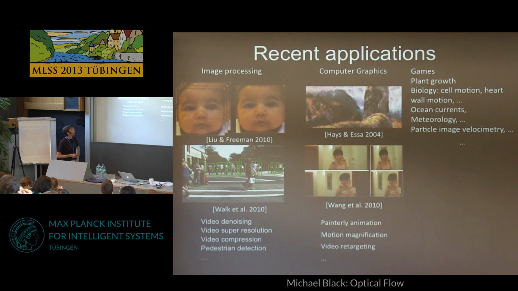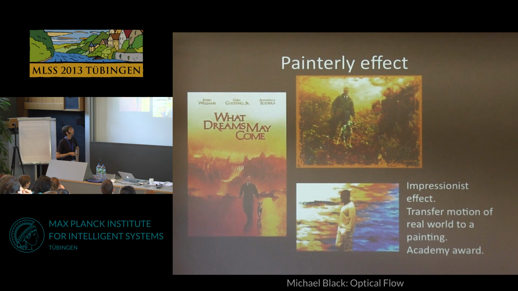And one neat application is the one called the painterly effect. And this is why it's useful to put your code online if you're a PhD student, because these folks who made this movie, What Dreams May Come, downloaded my PhD code, and then every night they would shoot Robin Williams. Well, they would shoot Robin Williams moving around in a world, and then they'd take the footage, digitize it, compute optical flow on all the frames, and then they had an artist paint one of the frames with an impressionist painting. And then they took the optical flow field and used it to take the paint and move the paint around as though it were moving like the stuff in the world.